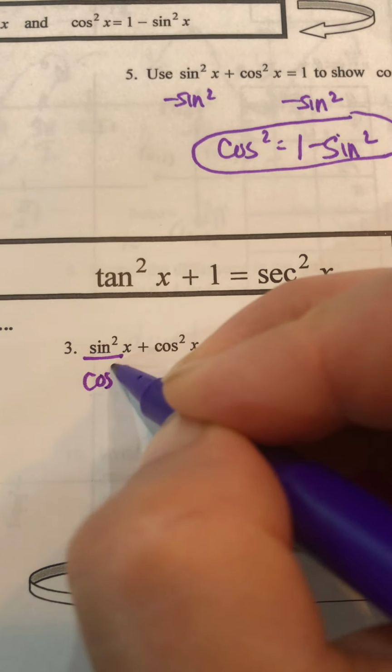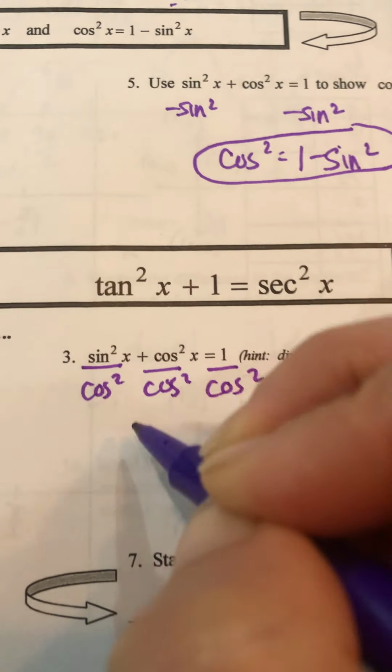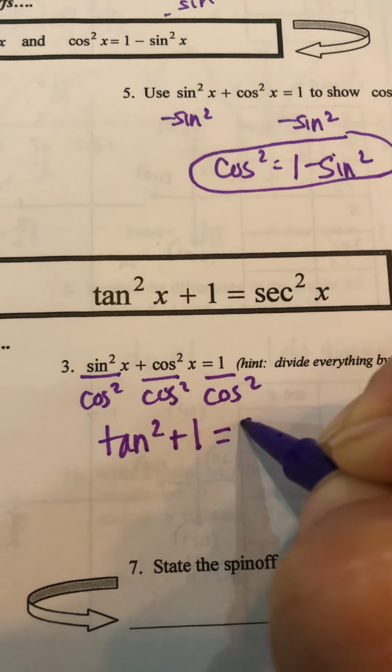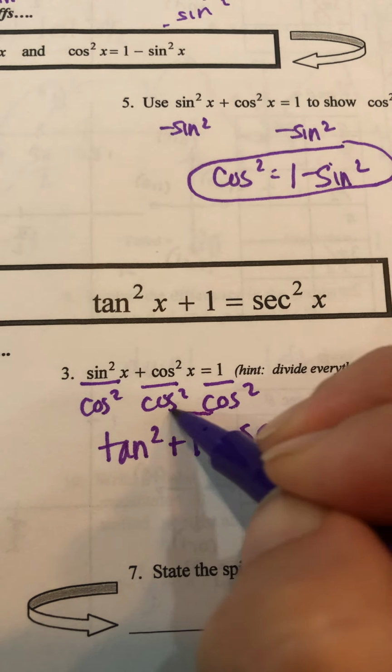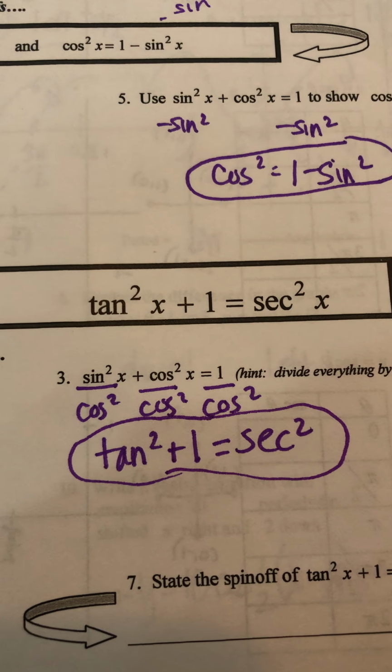Now here, similarly, we're going to take the main trig identity. You can probably see where this is going. Divide everything by cos squared. Sine squared over cos squared is tan squared. Cos squared over cos squared is 1. And 1 over cos squared is secant squared. And there's our last version of Pythagorean identities.